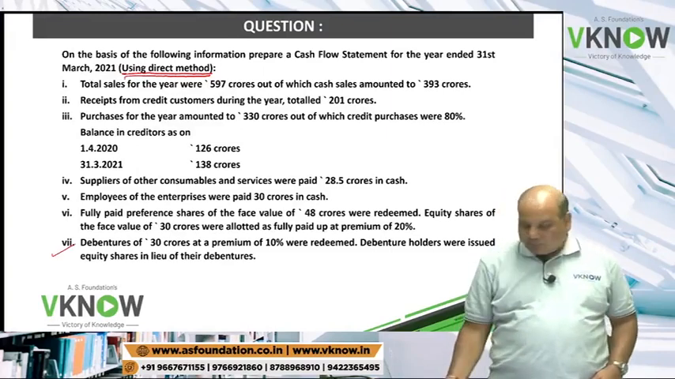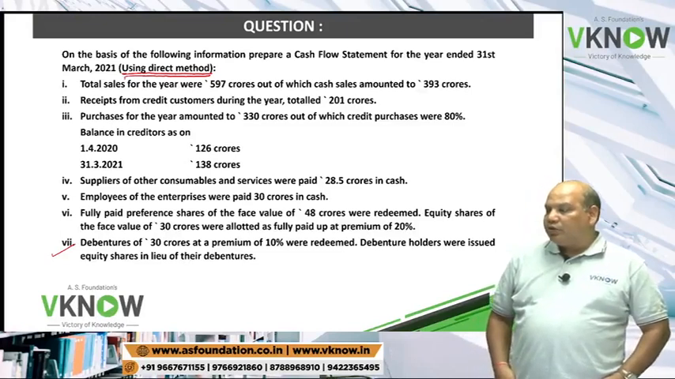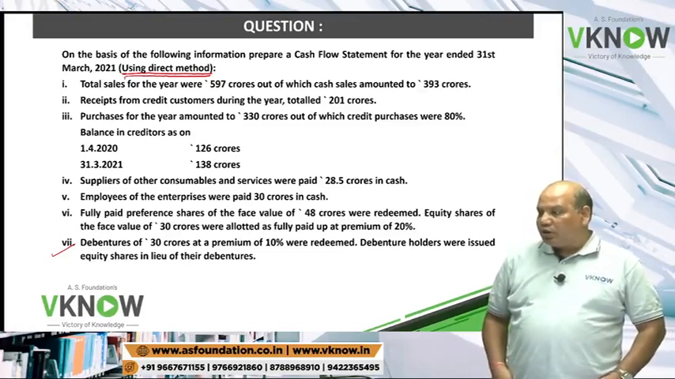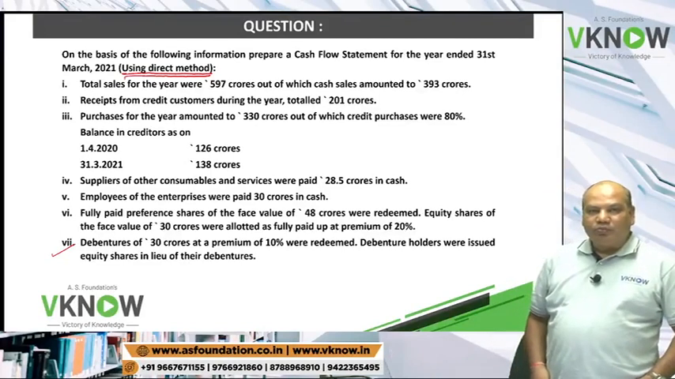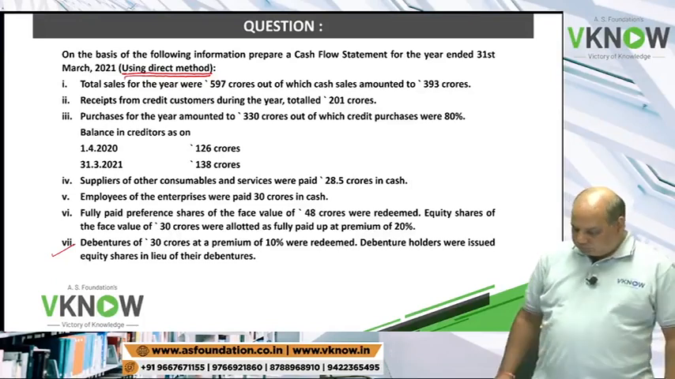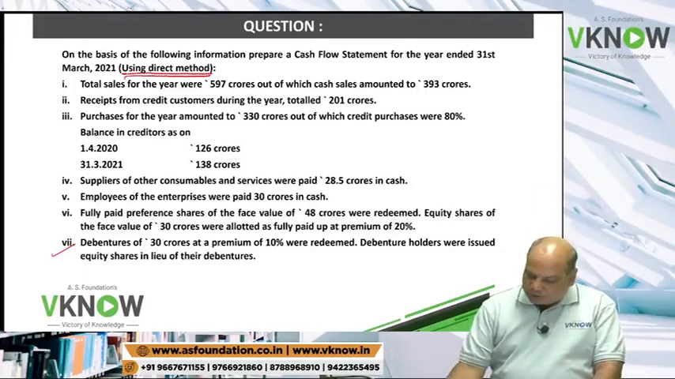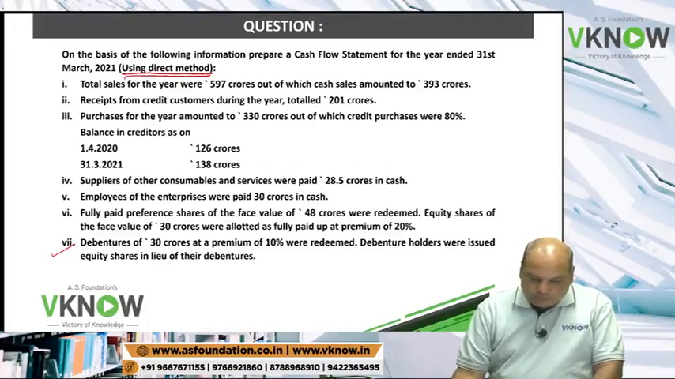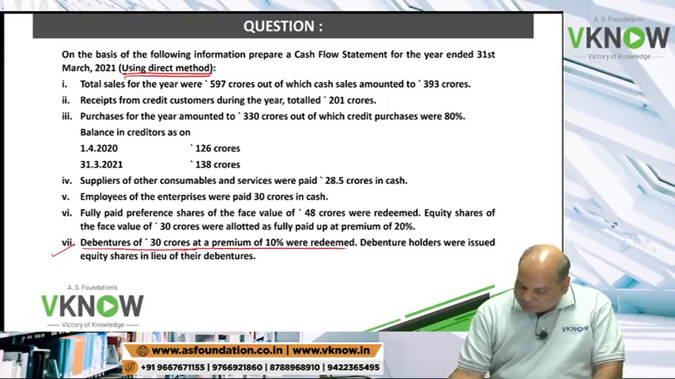Point number 7, debentures of rupees 30 crore at a premium of 10% were redeemed.